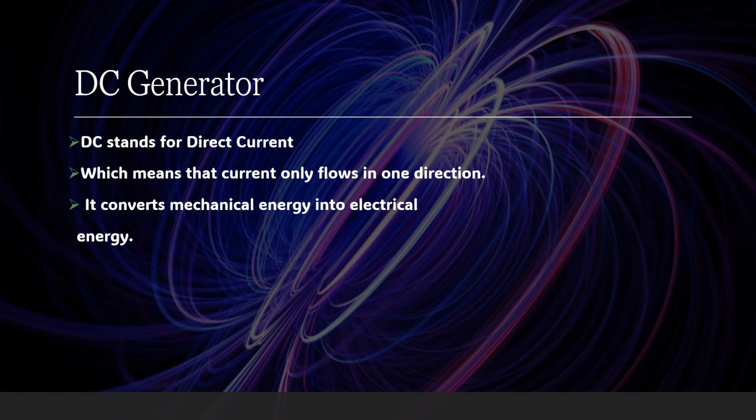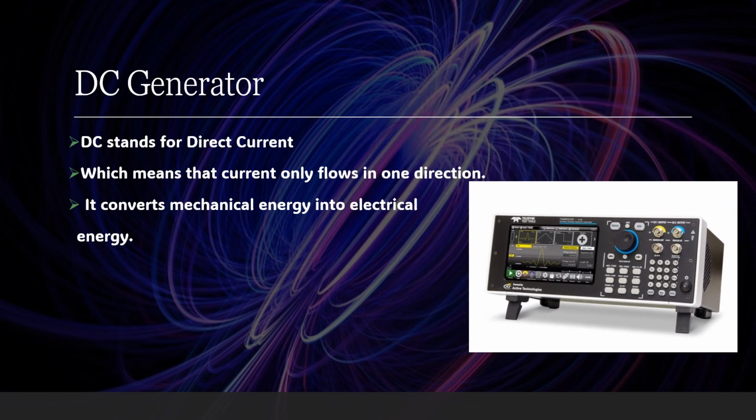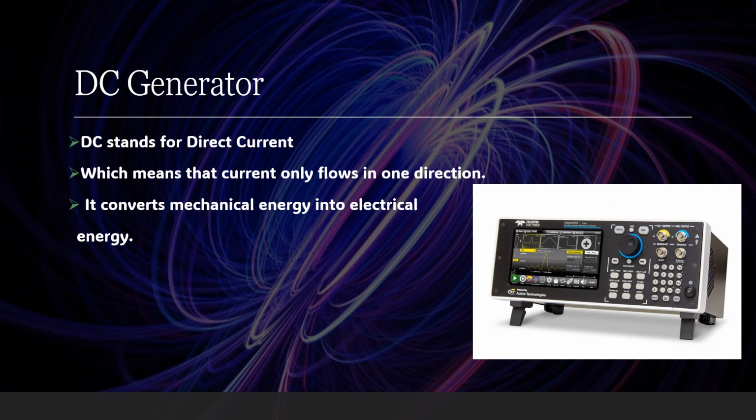Now, when we dive into the realm of electrodynamics, we have things called AC generators and DC generators. So let's now focus on DC generators. A DC generator, which stands for direct current generator. It's called a direct current generator because it only allows current to flow in one direction. This DC generator converts mechanical energy into electrical energy, and this is a real life example of a DC generator.